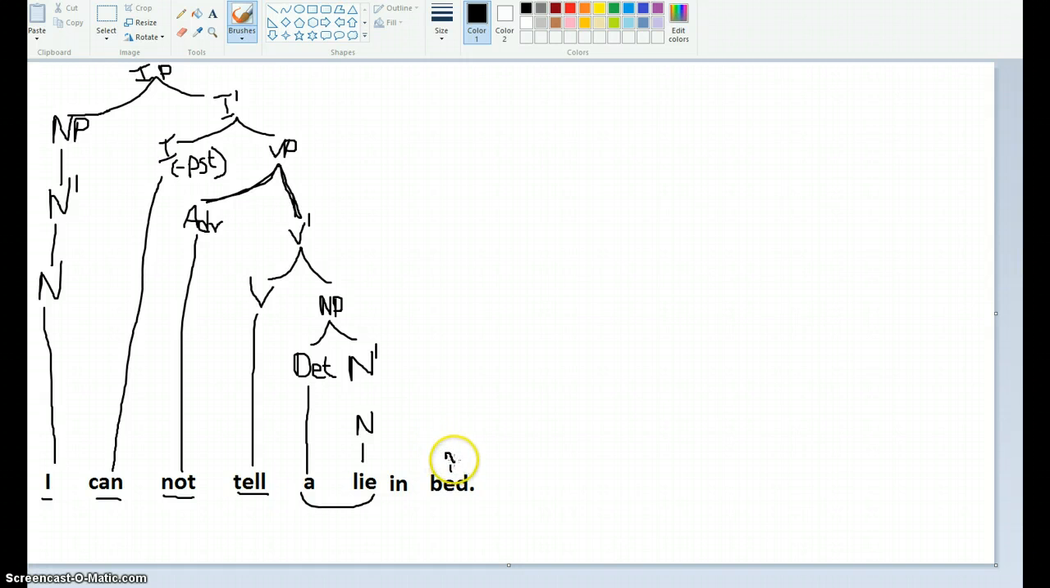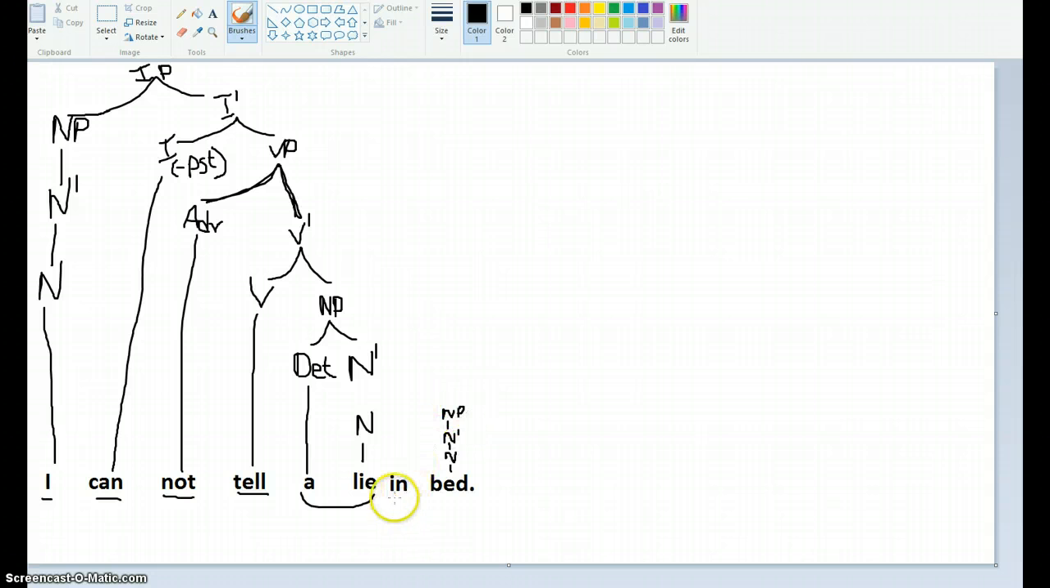So what's the head of this phrase? That's a noun phrase. And I'm not talking about the head of the phrase "in bed." Nope. I'm talking about just the head, "bed," because you know that you only need one word to make a phrase. And this is your noun phrase.